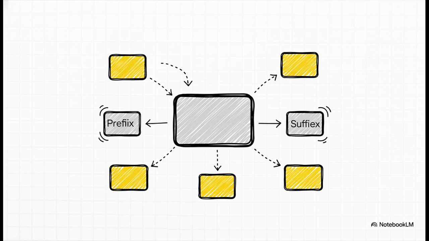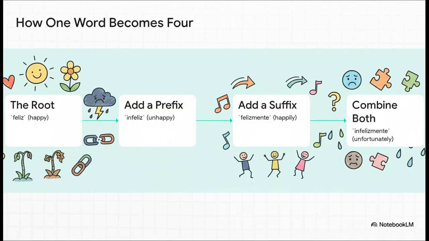Okay, let's see how it actually works. You have to see this in action. We start with our root, feliz, which just means happy. Simple enough. Now we add a little something to the beginning. That's a prefix, and boom, we get infeliz, which means unhappy. Okay, now let's add something to the end, a suffix, and we get felizmente, happily. And get this, we can even use both at the same time to create infelizmente, which means unfortunately. How cool is that? One simple root, four totally distinct ideas.